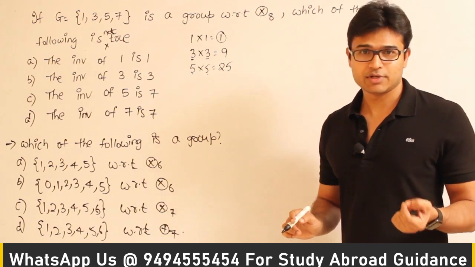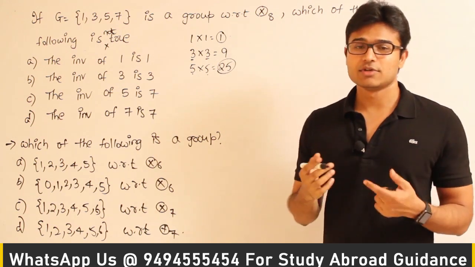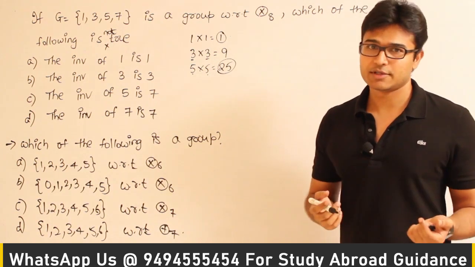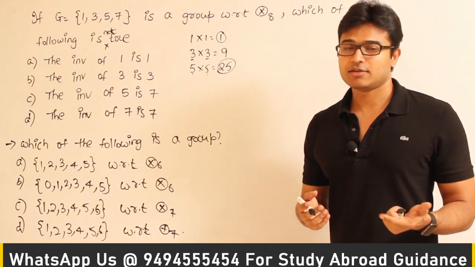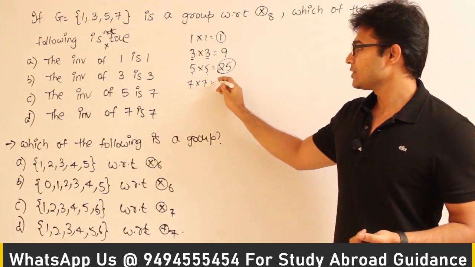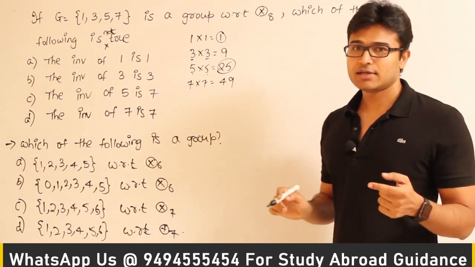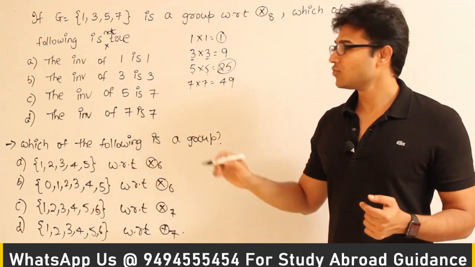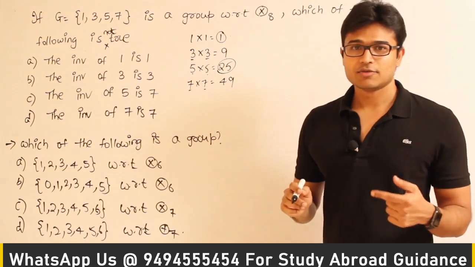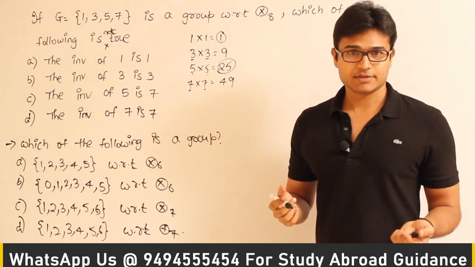So how am I doing this? Because I'm just trying to find out how to get the identity element. See, if you didn't understand this, you can go with the tabular method. You can draw the table and then you can easily do that. The other one is 7 into 7. 7 into 7 is 49, and we know that when you divide 49 by 8, the remainder is going to be 1. Therefore 7 is the inverse of 7. So all the elements are inverses of themselves, right?